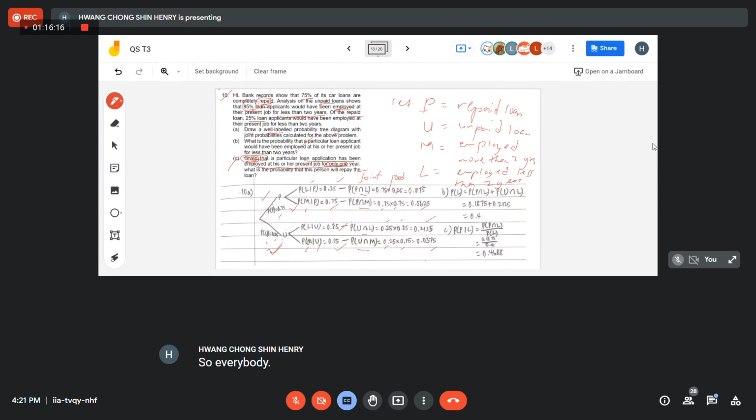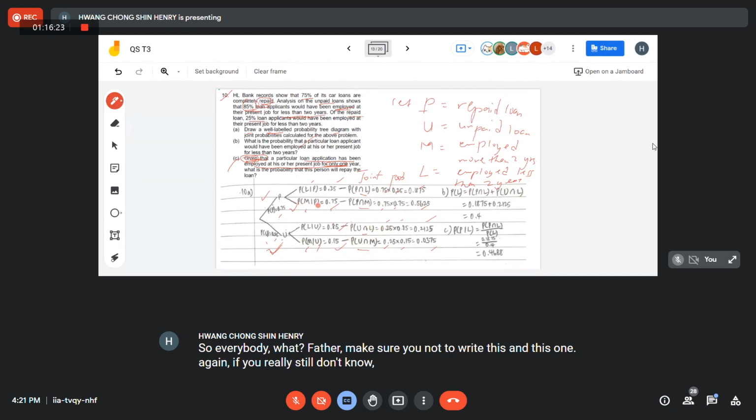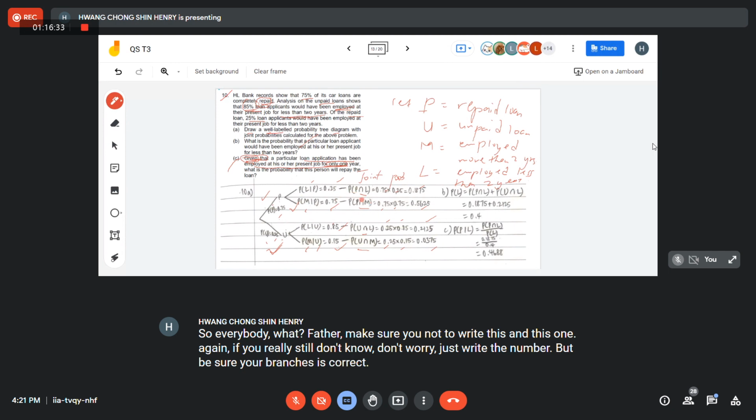So everybody work harder. Make sure you know how to write this and this one. Again, if you really still don't know, don't worry, just write the number. But make sure your branches are correct. You know the joint probabilities.